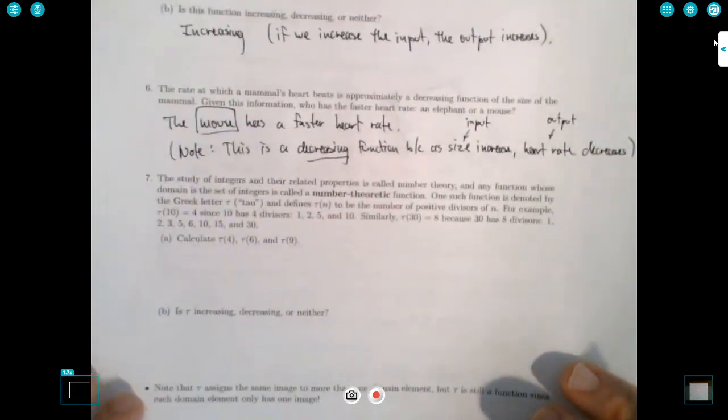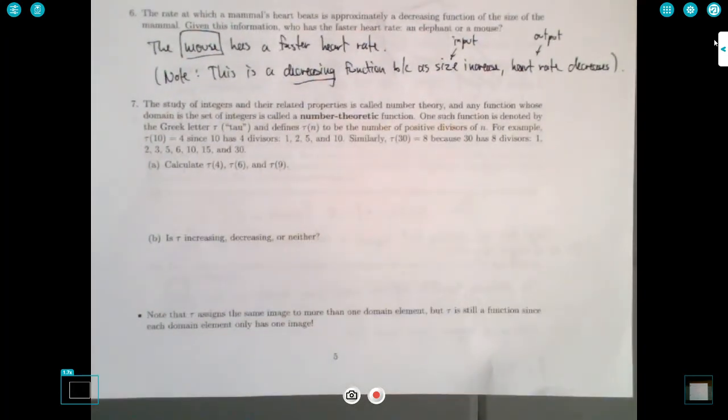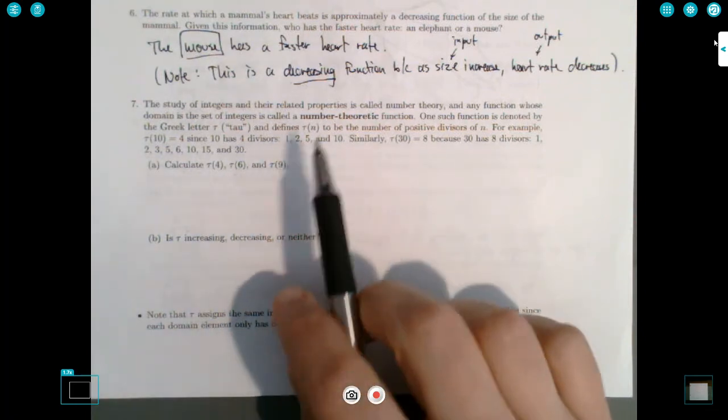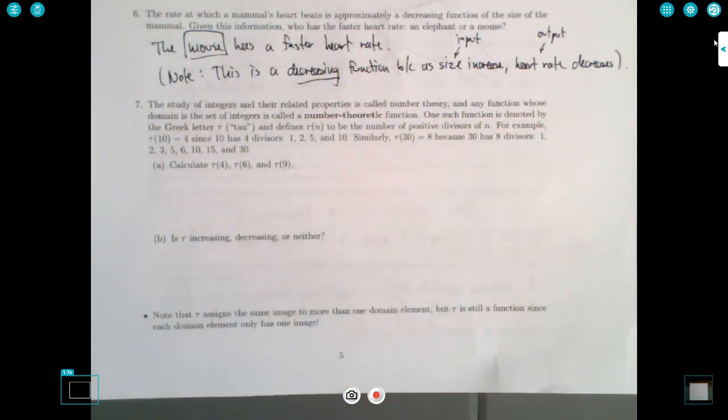Okay, one more example. This one says the study of integers and their related properties is called number theory. It's a branch of mathematics. Any function whose domain is the set of integers is called a number theoretic function. You don't really need to know that except maybe on the homework. You might see a problem that says, look at this number theoretic function, and I don't want you to freak out. This is what it means.